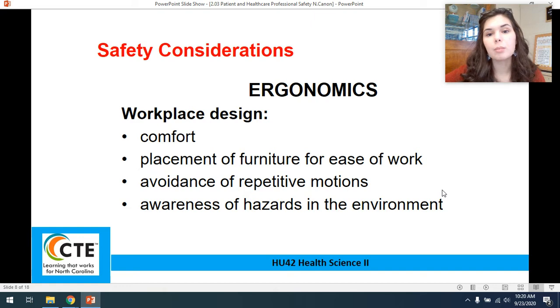Some of the workplace design components of ergonomics, again, is still comfort, but also making sure that the placement of our furniture is best suited for the ease of work. For example, I have this bookshelf back here that is right behind my desk so that I can very easily just roll over to it and get what I need out of it. That is a placement of furniture that's ergonomically friendly for me. You also want to avoid repetitive motions. So especially on things like assembly lines, it can be really easy to constantly be doing the same motion, and that can lead to really bad wear and tear on your joints, on your hands. And so we have ergonomically designed equipment that helps avoid that repetitive motion. And then also being aware of any hazards in the environment.